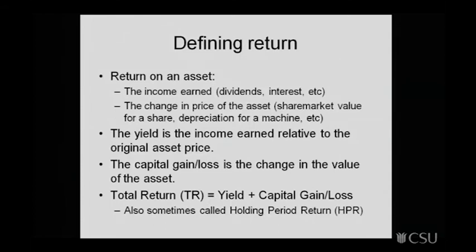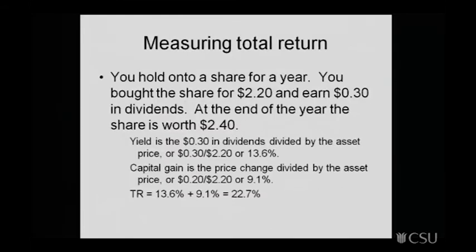So the assets that we'll be looking at typically are these sorts of things. When you're identifying an asset, it's important that you identify what the cash flow is that's coming out of it, when the cash flow comes to you and what sort of cash flows it is, and then try to determine a return, which is what we'll be doing in an example quite soon. So if you hold on to a share for a year, let's say you bought the share for $2.20 and earned 30 cents in dividends, and at the end of the year the share is worth $2.40. Okay, what's the return to you from holding that share?